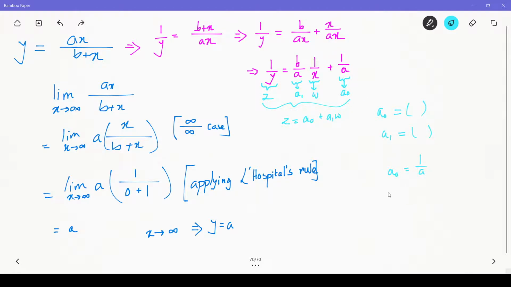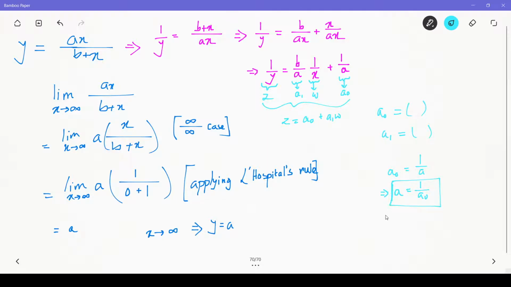So after we find the value of the parameter a naught for the transformed version of the model, we can find the value of the parameter a for the original version of the logistic growth model. So we can write a equals 1 by a naught, right? So this is one value of the parameters.